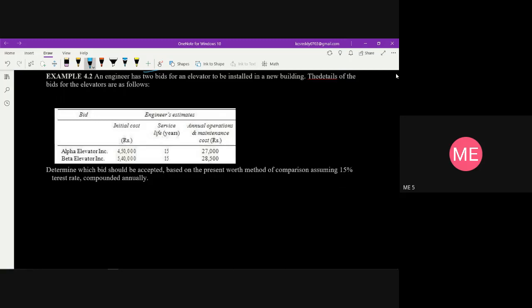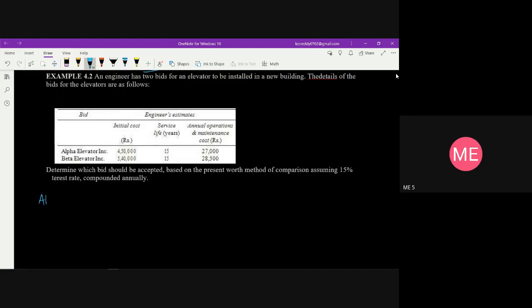The bids, 2 bids are there. So 2 suppliers are there, that is Alpha Elevator and Beta Elevator, and they have mentioned the cost of those elevators, the service life of that elevator, as well as the maintenance cost for the elevator. So first we'll take alternative 1.